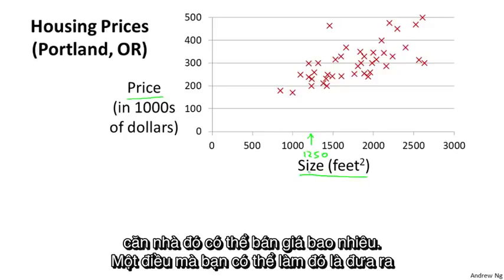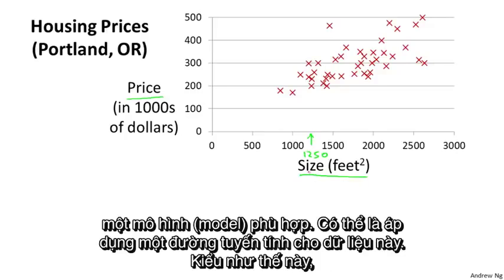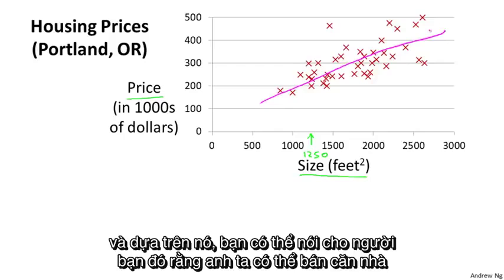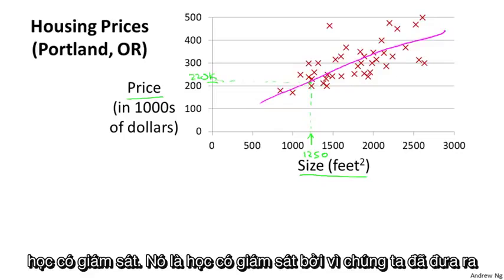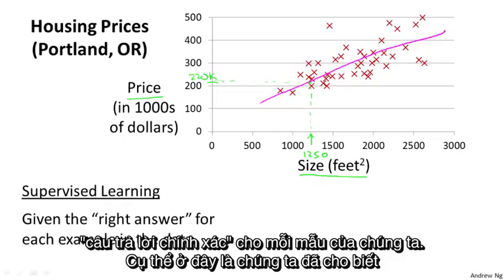Well, one thing you could do is fit a model, maybe fit a straight line to this data. That might look something like that. And based on that, maybe you could tell your friend that looks like they can maybe sell the house for around $220,000. So this is an example of a supervised learning algorithm, and it's supervised learning because we're given the quote right answer for each of our examples.